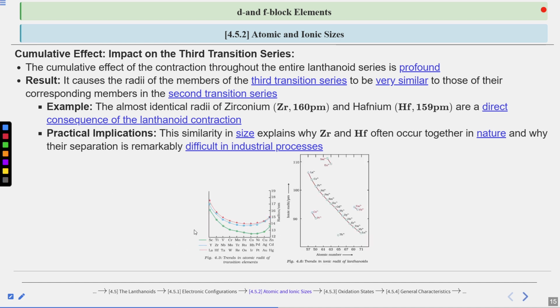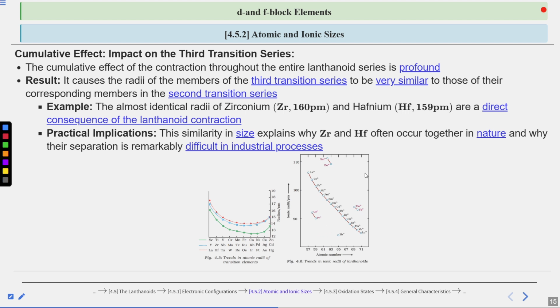So if you observe, this was the graph we have seen for the trend in the atomic radii of transition elements for the different series, like the 3d series the green one, the 4d series the blue one, and the 5d series the red one. If you observe, the red one and the blue one are very close. That means their atomic sizes or atomic radii are very close to each other. Zirconium lies here in the 4d series and hafnium lies here in the 5d series, right? So their radii are almost identical. And there is a very large gap between the 3d series radii and the 4d series radii.